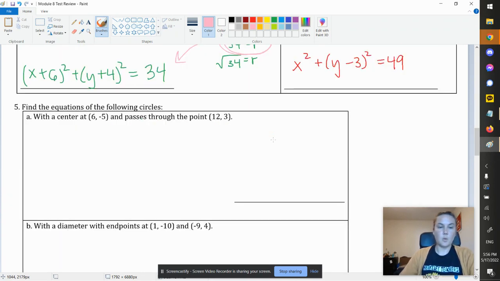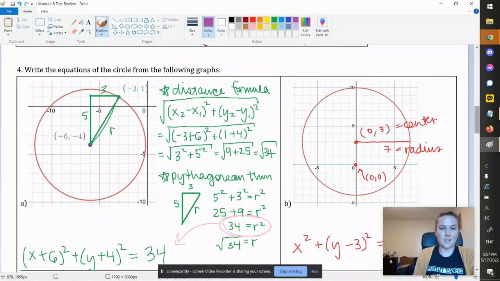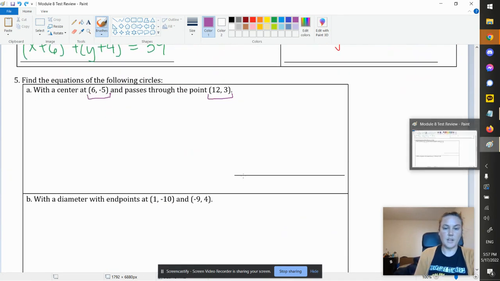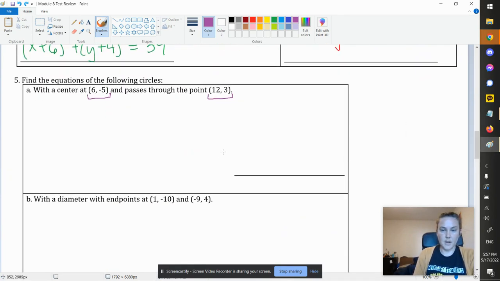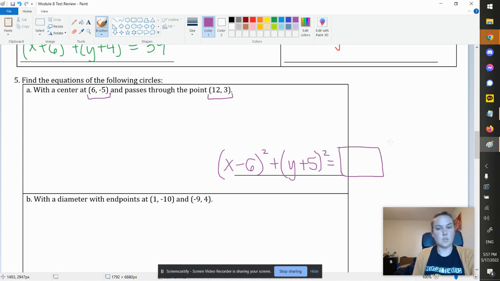Okay. Find the equations of the following circles. To be honest, this is pretty similar to what we just did up here, but it's in words instead of in pictures. If we've got something with a center at this that passes through the point 12, 3, it is exactly the same thing we just did for this, except there's no picture to go along with it. So we would say the center is 6, negative 5. We'd say x minus 6 squared plus y plus 5 squared. Now we need to find the radius squared to go right here.